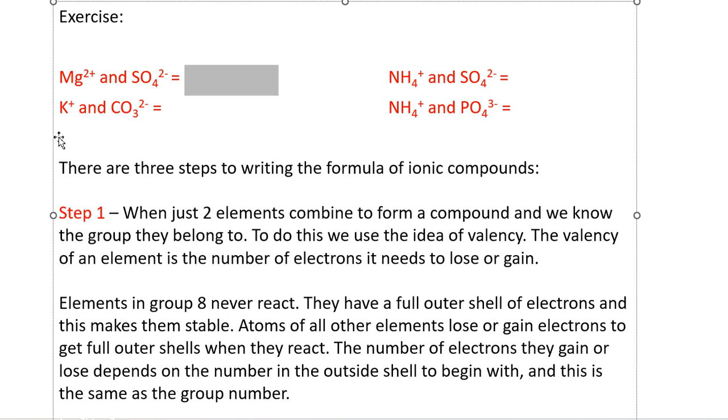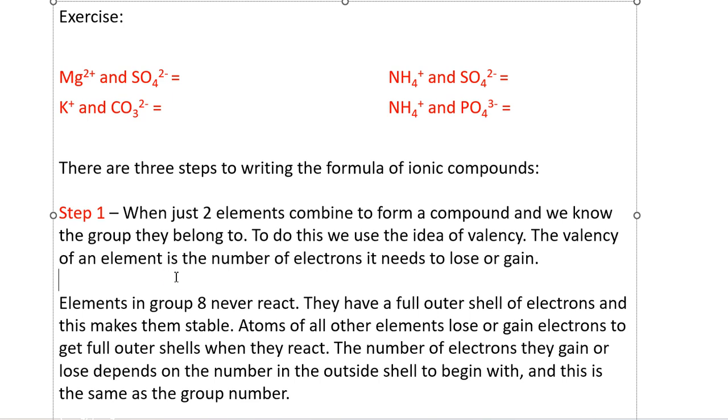Now, in working out the formula of any ionic compound, 3 steps. When I started to put this presentation together, I ended up with so many slides. I've divided it down to make 2 sets. In the first video, that's this one, I'm going to take 2 of these 3 steps.